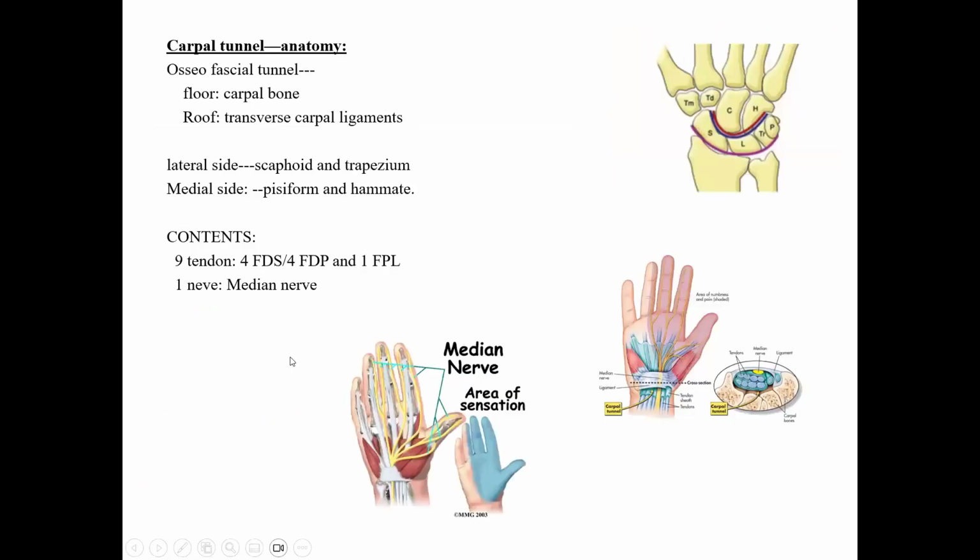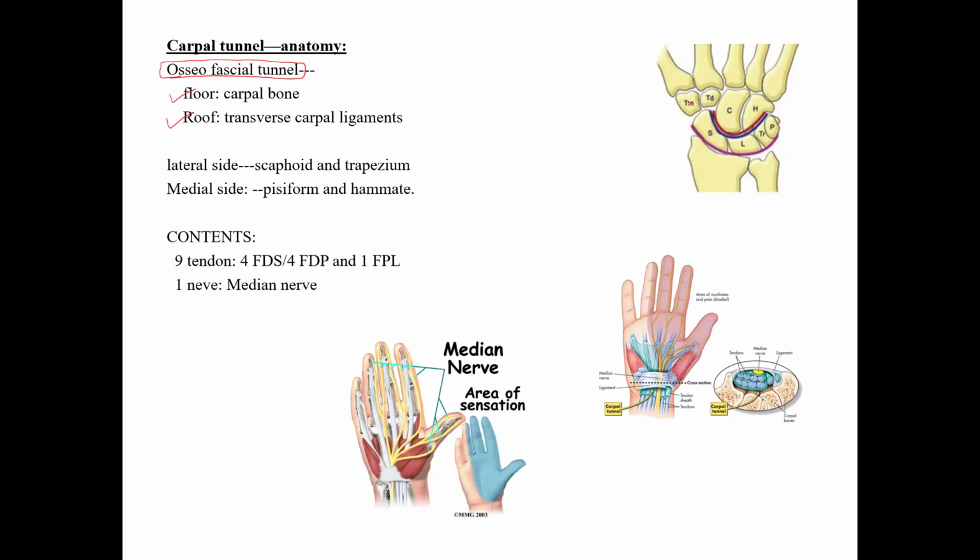Before starting what exactly carpal tunnel syndrome is, we need to know a little about the anatomy of the carpal tunnel. The carpal tunnel is an osteofibrous tunnel. The floor is formed by the carpal bones, and the roof is formed by the transverse carpal ligament. This is the floor: scaphoid, lunate, triquetral, pisiform, trapezium, trapezoid, capitate, and hamate. These are the carpal bones.